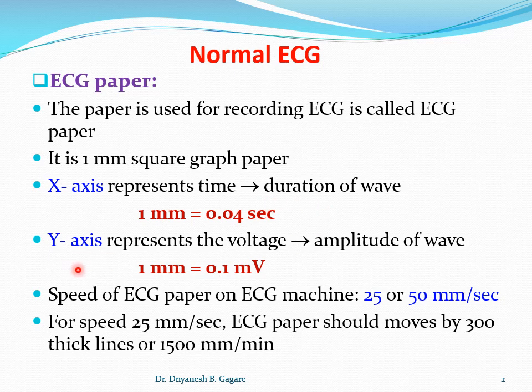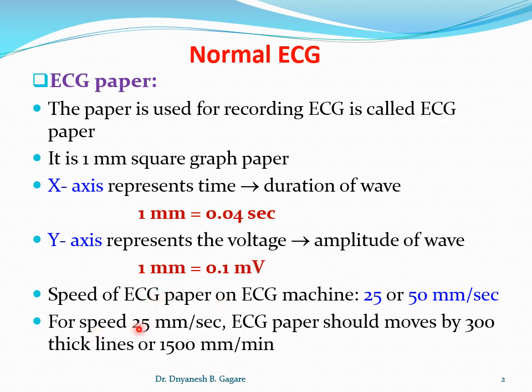And the y-axis, that is the vertical axis, represents the voltage or height of the wave, the amplitude of the wave. The scale on the y-axis is 1 millimeter equal to 0.1 millivolt. That means 1 centimeter is equal to 1 millivolt. This is the scale: the x-axis scale for duration and the y-axis scale, 1 millimeter, for the voltage of the wave. Voltage indicates the height of the wave.